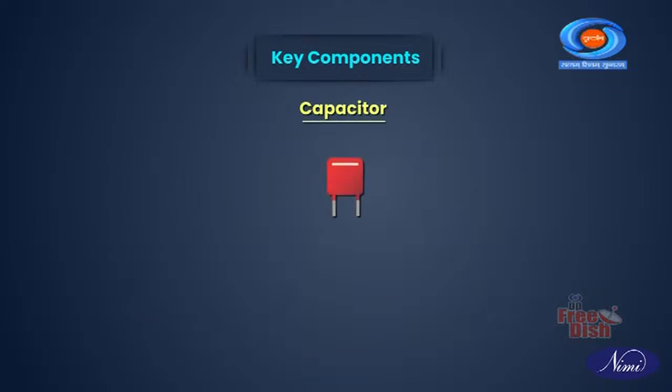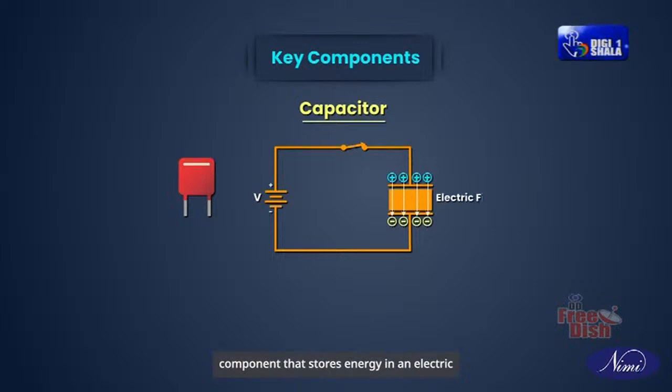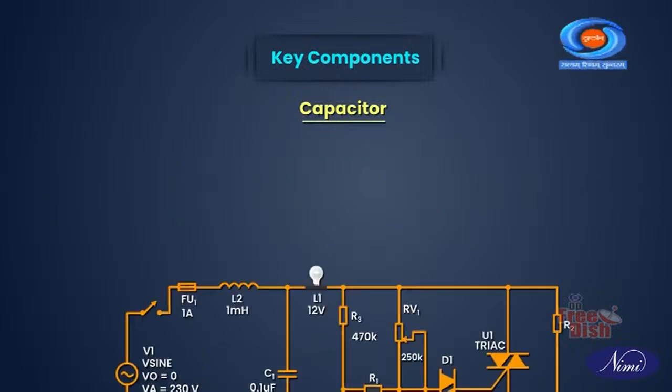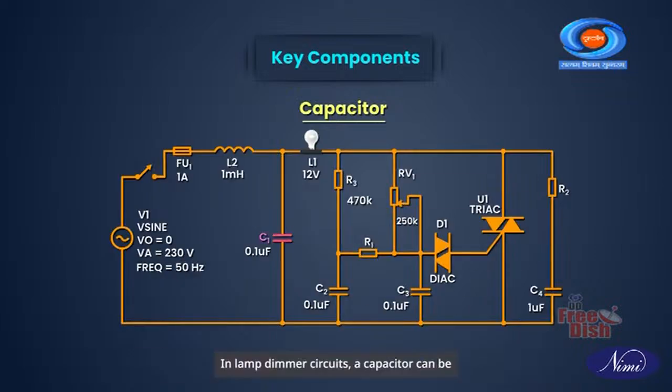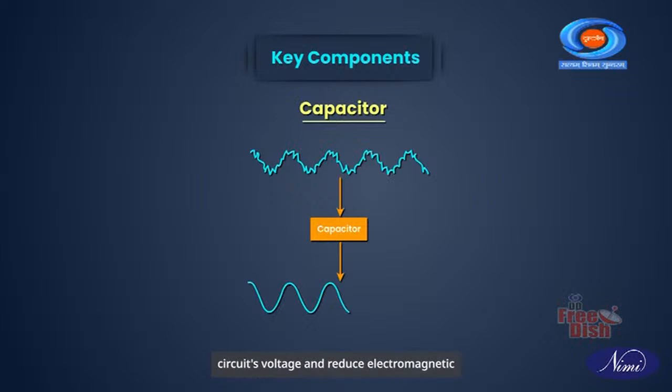Capacitor. A capacitor is a passive electronic component that stores energy in an electric field when voltage is applied across its terminals. In lamp dimmer circuits, a capacitor can be optionally used for noise filtering purposes. It helps to smooth out fluctuations in the circuit's voltage and reduce electromagnetic interference, or EMI.